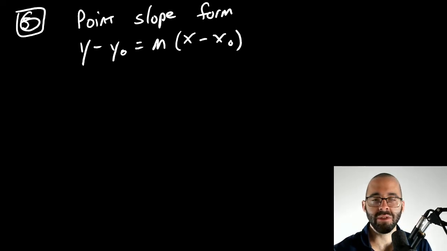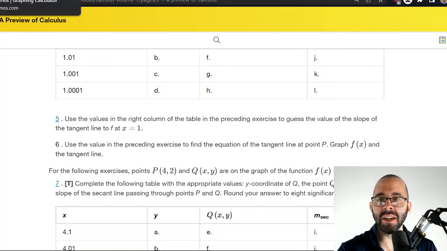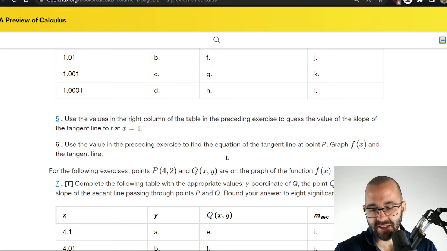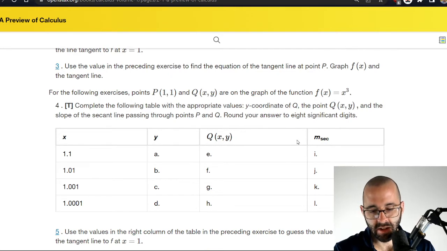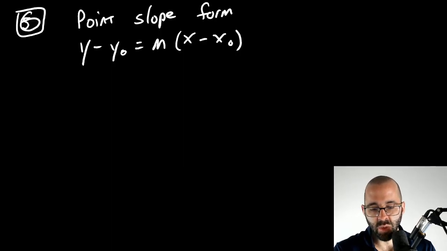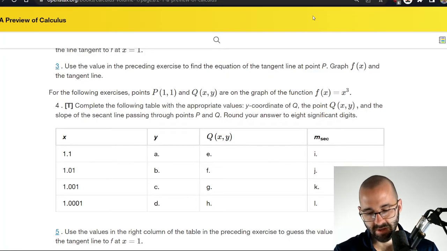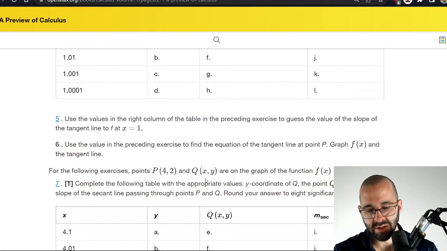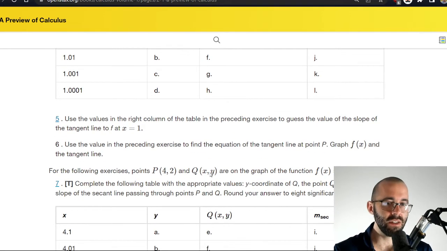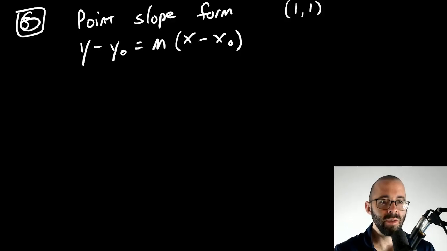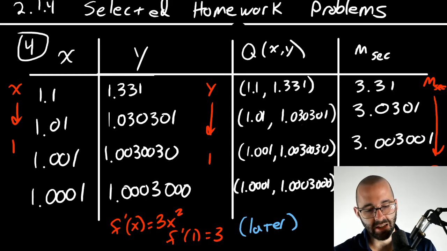So we need a point for this line, but it tells you our point, right? It says the tangent line at point P. What was our point P? The point P was 1, 1. So that's our point. And what's our slope? Well, the slope of the tangent line, we haven't talked about it too much. That's going to be the limit of those slopes of the secant lines.